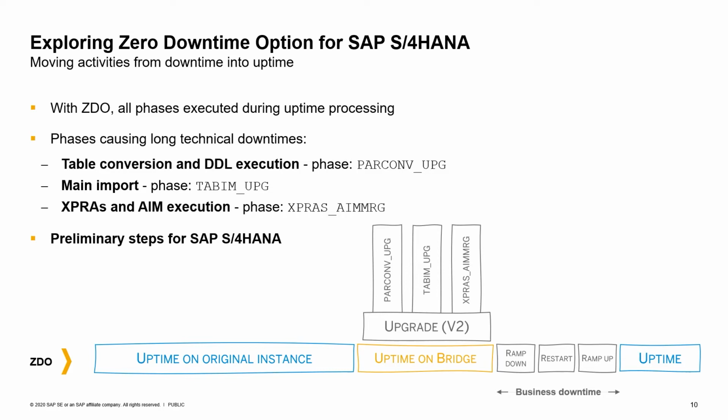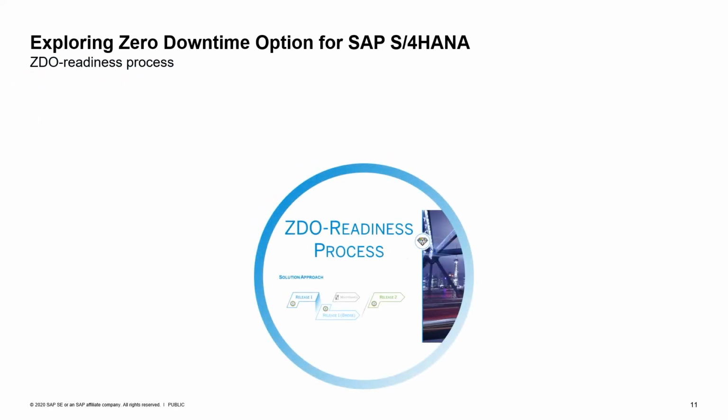Now, you can imagine that by running all those activities during uptime, we have to prepare the system in advance, and we have to fulfill certain preliminary steps. That's summarized under the umbrella of the ZDO readiness process. Let's take a look at how this process looks. The process consists of 5 steps, basically. Let's start with step number 1, which deals with the native SAP HANA database objects that you have to look at before you start with a zero downtime upgrade.